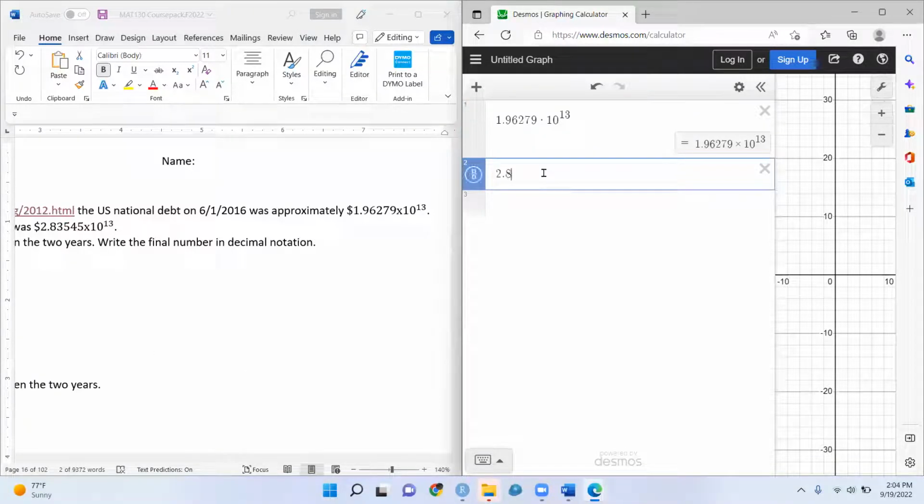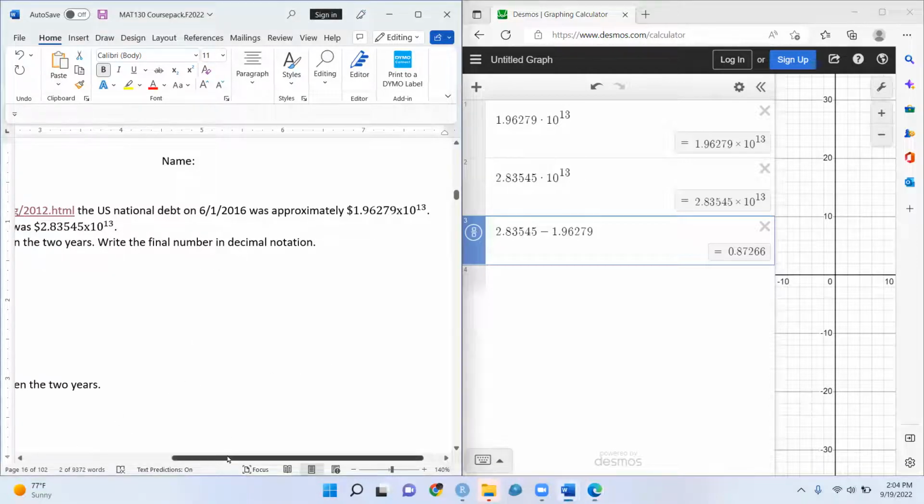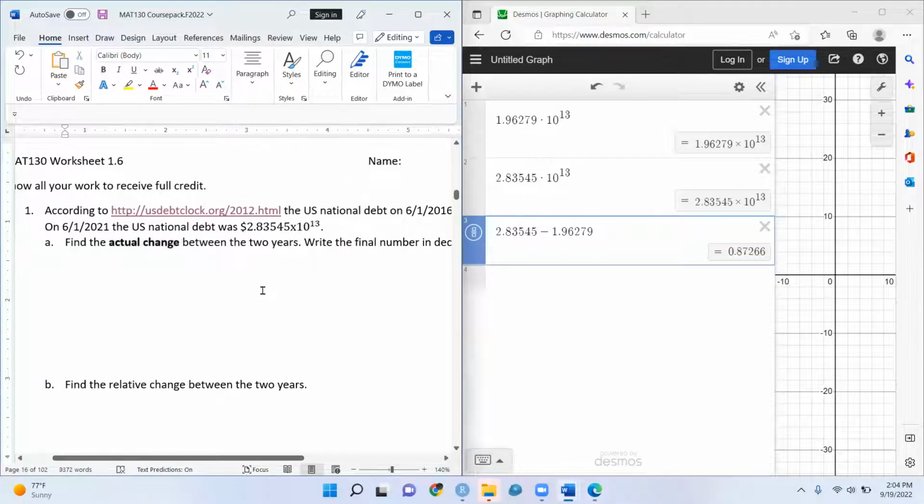So I just left out the 10 to the 13th and just did the difference between 2.83545 and 1.96279 and then added the zeros after. Love it. Whoops, I forgot a decimal place. Love it. So you had 0.87266 and then added the 13 zeros. Yes, that's a perfectly acceptable answer.